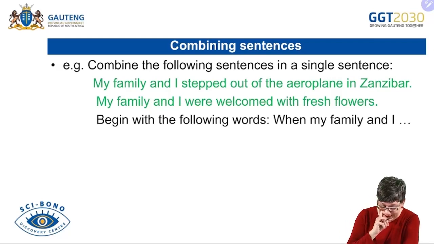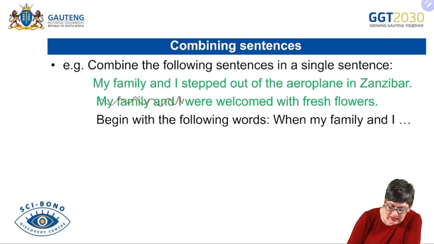Now, be careful with this. Obviously, we don't want to repeat things. So we're going to start with when my family and I. In the second sentence, we're going to scratch out all of this because this is repetitive. Be careful. I want to show you what happens when we combine these two sentences.